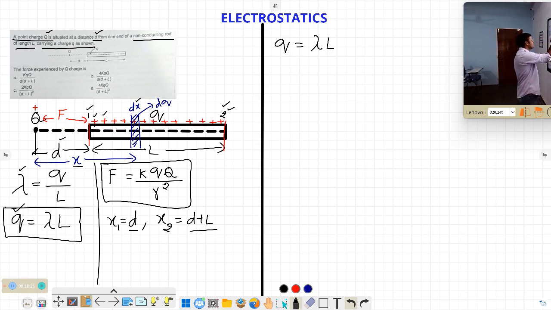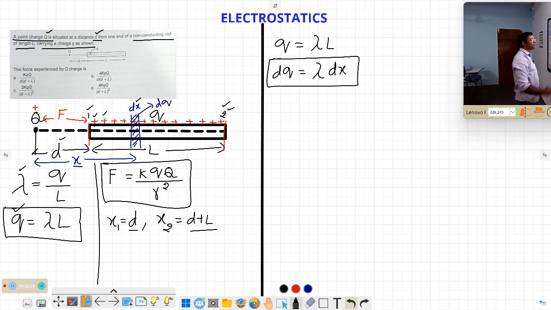Now what is the charge of the elementary portion? The charge of the elementary portion is dq. dq is equal to lambda, the linear charge density, which is constant, into length. What is the length chosen for the elementary portion? The blue shaded one, a very small length, that is dx. For the complete length, the charge is Q. For a small elementary portion, the charge is dq. So dq is equal to lambda into dx.